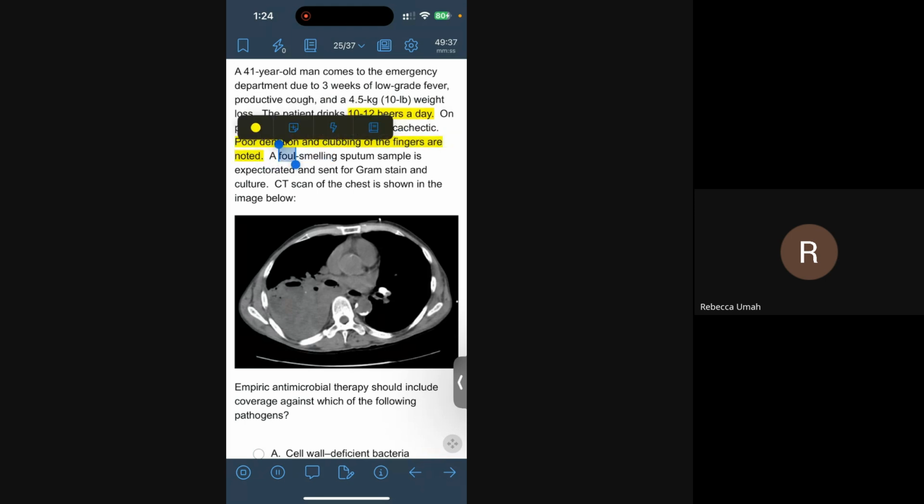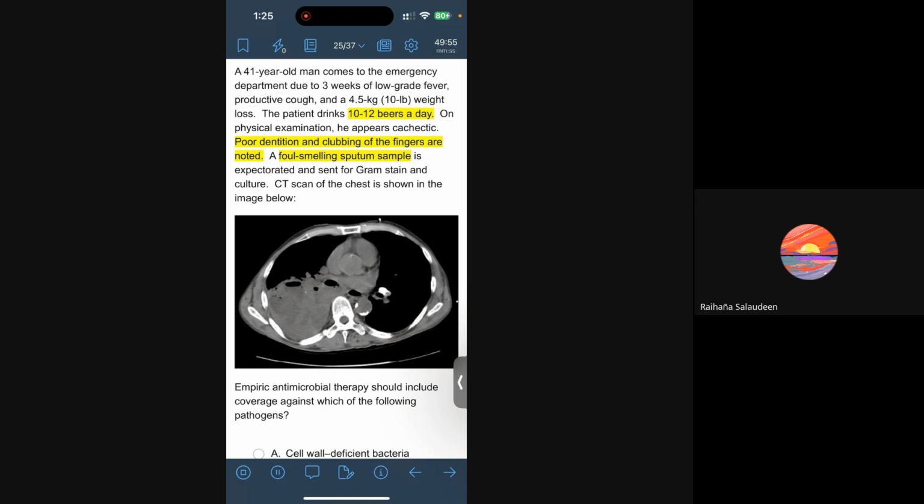Foul smelling sputum. Okay. Whenever you hear the word foul smelling, which bacteria should come inside your head? Anaerobic. Okay. The patient has clubbing of the fingers.